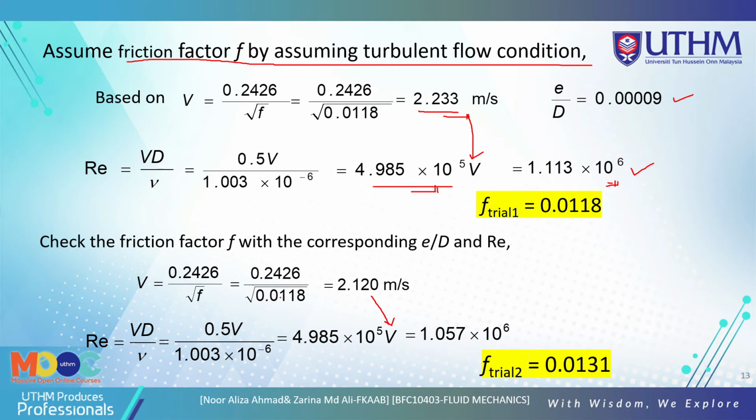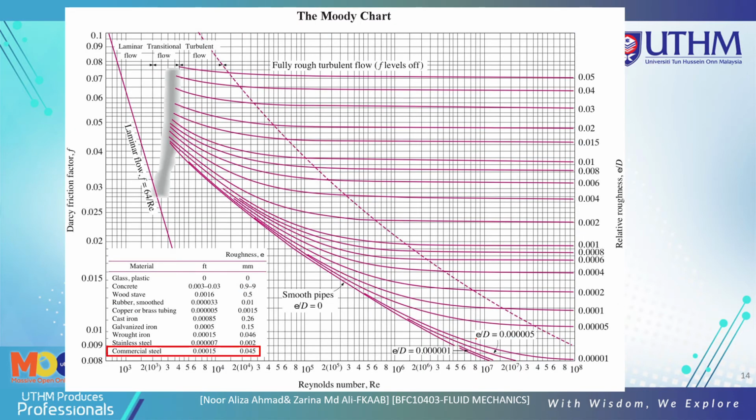Okay, so this is using 0.0131. So you get the value of velocity here, and then put it back into the Reynolds number here, you get the value of RE. So now you just put the new RE, power of 5, 1.06.